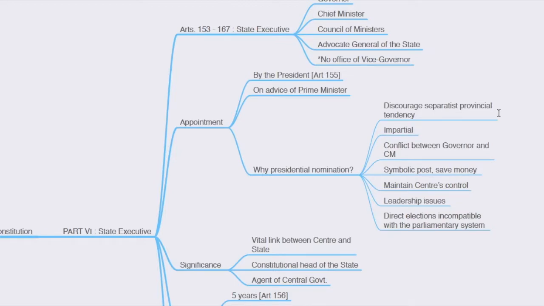Also, the governor is a symbolic post, so to save money, we have this presidential nomination for the governors. And as we know, the governor is the center's agent, so to maintain the center's control over the state. Also, direct election is incompatible with the parliamentary system. So for all these reasons, the governor is nominated and there is no direct election for it.